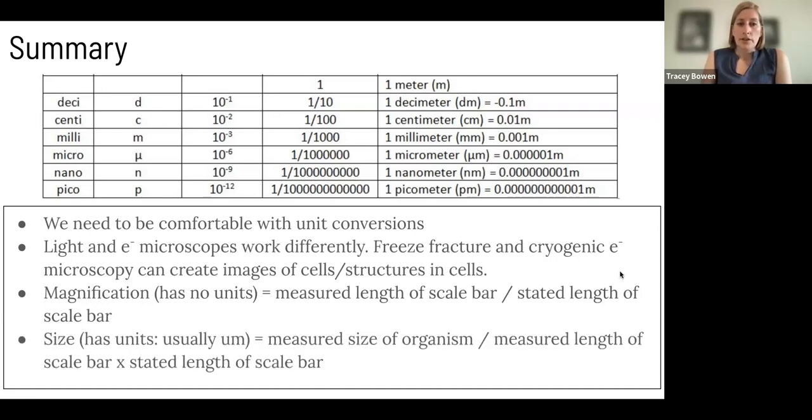But the size is going to have units, usually in micrometers, but not always, it might be nanometers. So that's going to be done by measuring the size of the organism divided by the measured length of the scale bar, and then times the stated length of that scale bar.